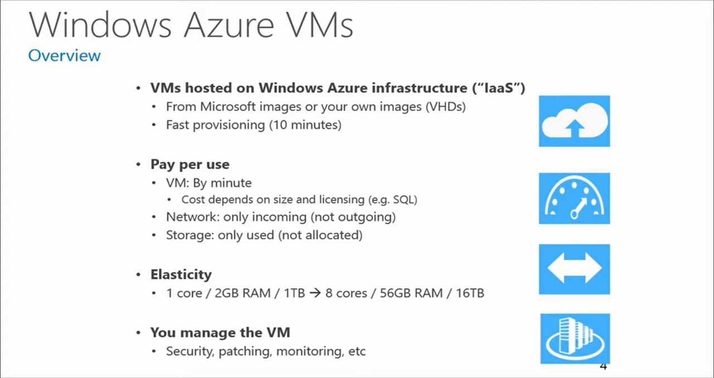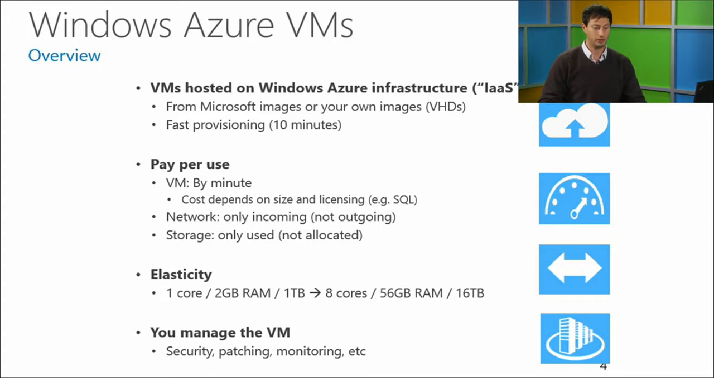Okay, awesome. In terms of the network, you only pay for outgoing traffic, not incoming. You only pay for the storage that you use. So even if you allocate multiple terabytes of space for your virtual machine, you only pay for the space that you actually use in those machines.